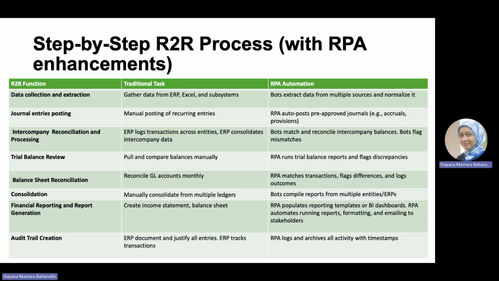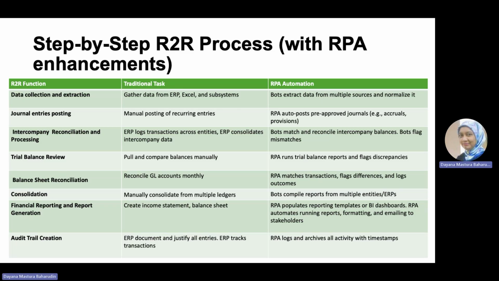Okay, consolidation: manually consolidates from multiple ledgers. Bots compile reports from multiple entities. Okay, financial reporting and report generation: create income statement, balance sheet. So for the bots, RPA populates reporting templates or BI. BI is the Power BI dashboards. RPA automates running reports, formatting, and emailing to stakeholders.